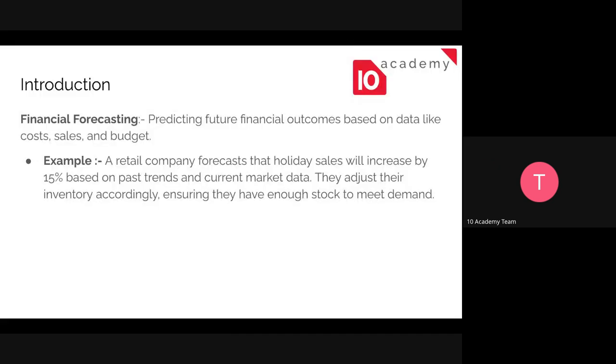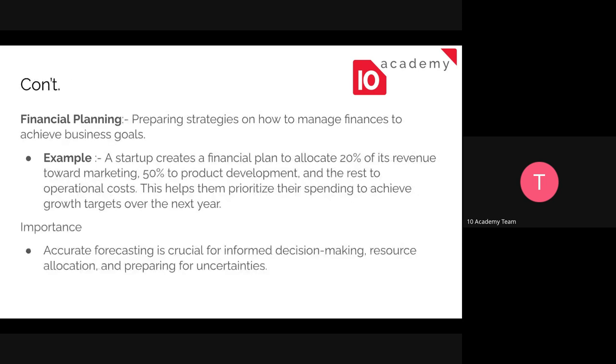Let me continue with the example. For example, a retail company can forecast that the holiday sales will increase by 15% based on past trends and current market data. Since they have already forecasted that the company will increase its sales by 15%, they will adjust their inventory accordingly and ensure that they have enough stock to meet that demand. If they didn't have that forecasted data, they might not be able to meet the market. So this is financial forecasting.